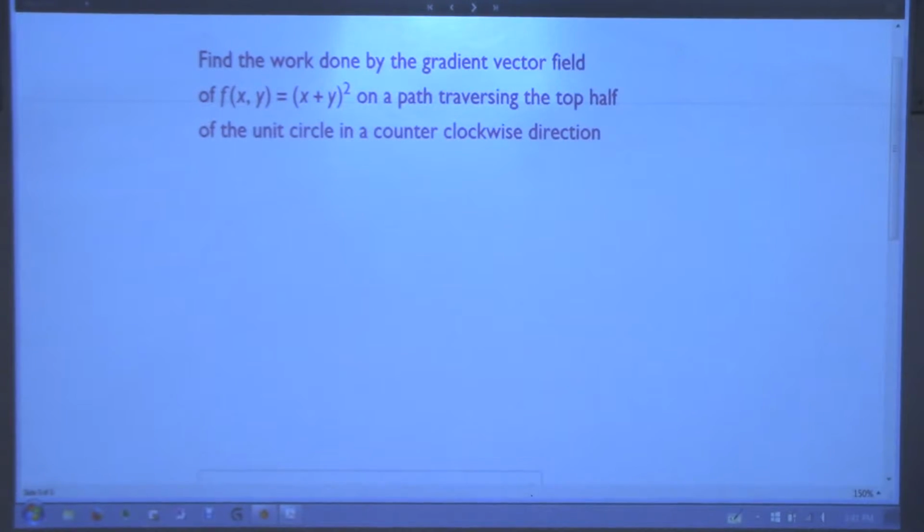Find the work done by the gradient vector field of f of x, y equals (x plus y) quantity squared, on a path traversing the top half of the unit circle in a counterclockwise direction. Boy, I sure do like that top half of the unit circle, don't I?